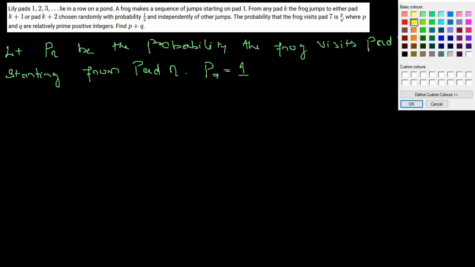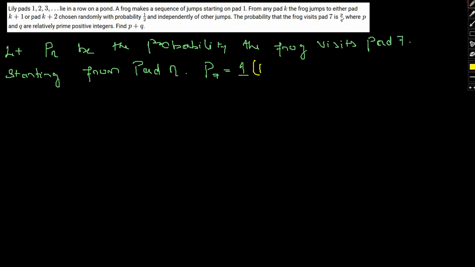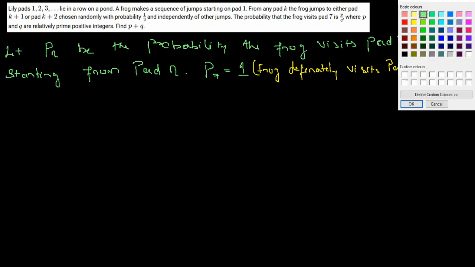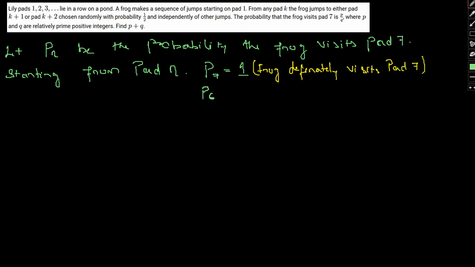Why 1? Because the frog definitely visits pad 7. Okay, so the frog will definitely visit pad 7, and similarly p of 6 will be half. Pad 6 will be 1 by 2.